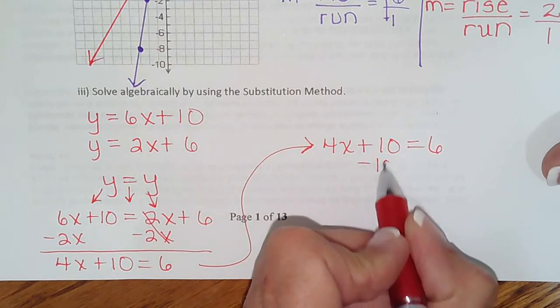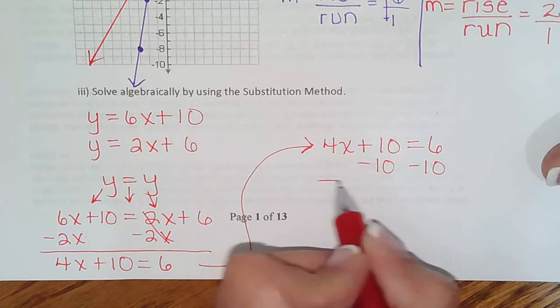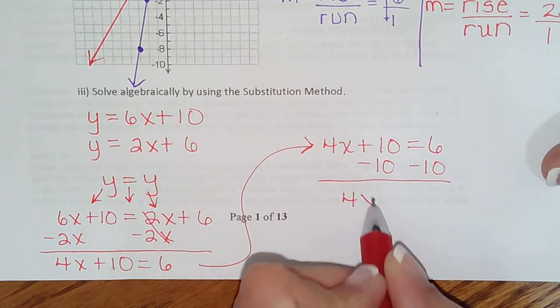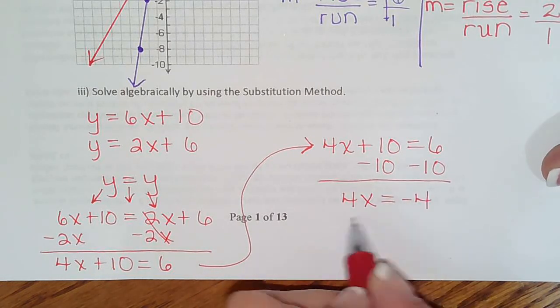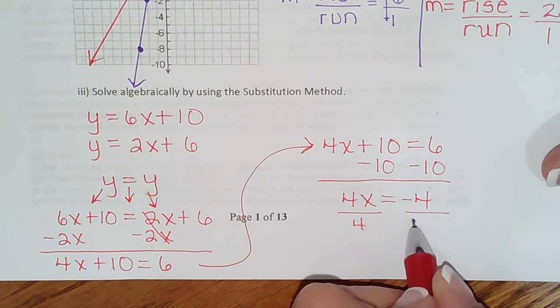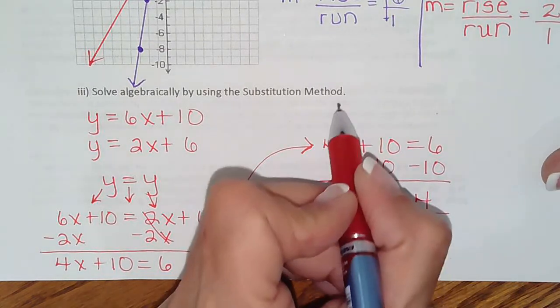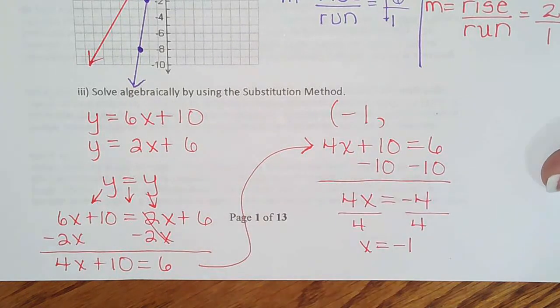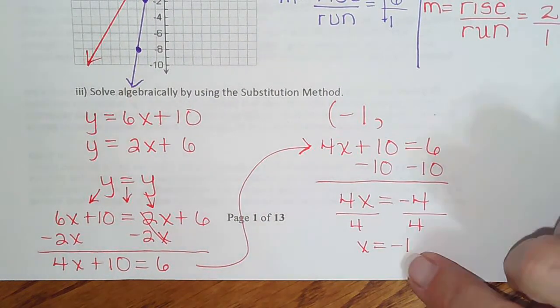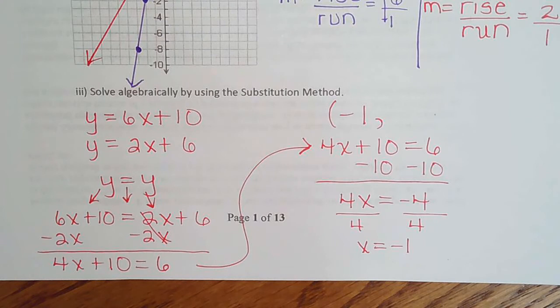And then we have to subtract 10 because everything without an x needs to go right. And we get 4x equals negative 4. Divide by 4, divide by 4, x equals negative 1. So if you remember from the last packet, once you find one of the coordinates, you go up there and write it down. And then how do I find the second coordinate?